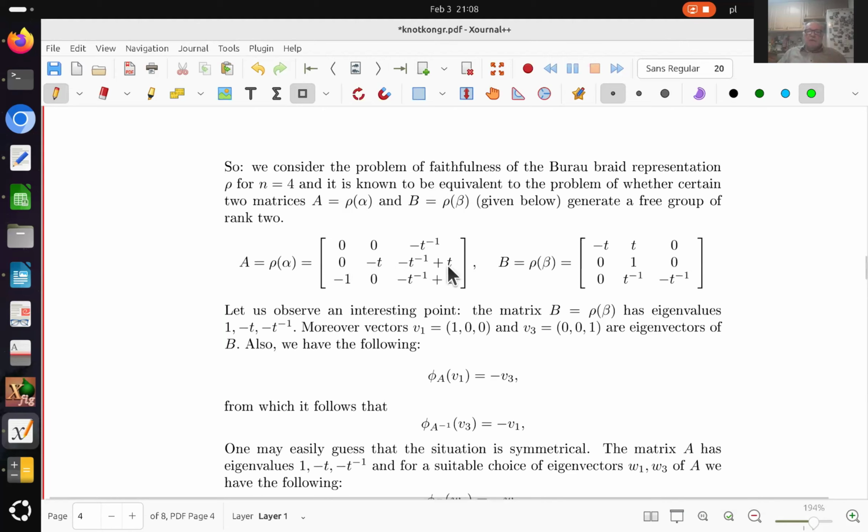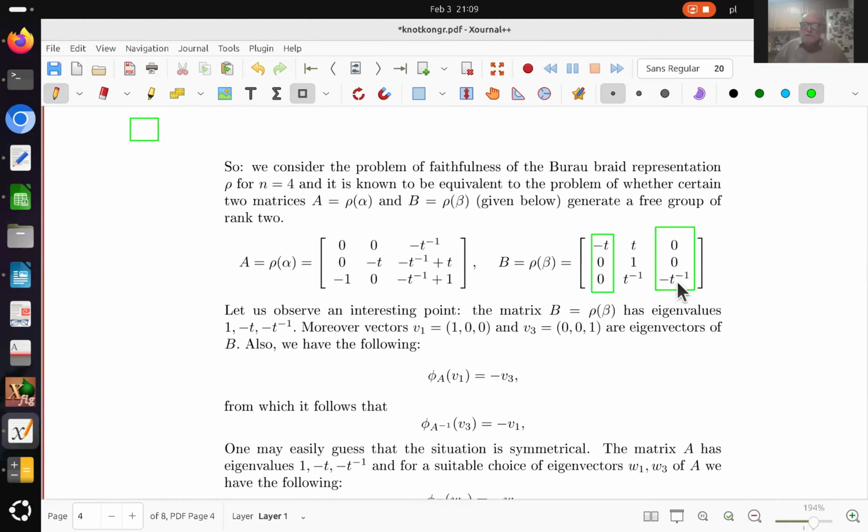Those are given here. If you look at these two matrices for a moment, you will see that they are very special. For example, if you look at this one, you will see that obviously minus t is an eigenvalue, and minus t inverse is an eigenvalue. And if you calculate the determinant, it comes out to be 1. So it's obvious that 1 is also an eigenvalue. And you can also see that the standard vector (1, 0, 0) is an eigenvector for minus t, and (0, 0, 1) is an eigenvector for minus t inverse.